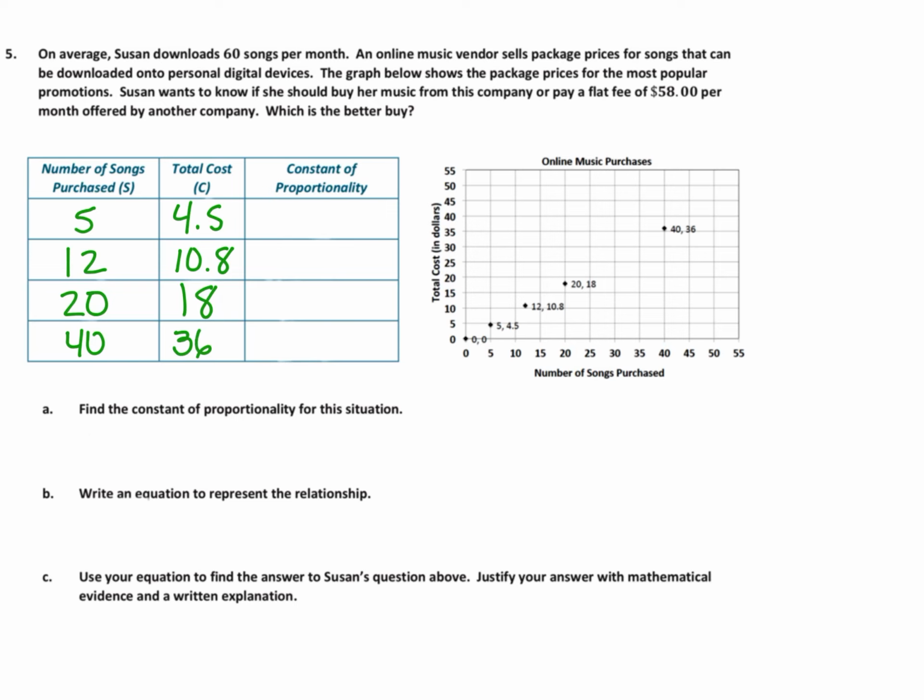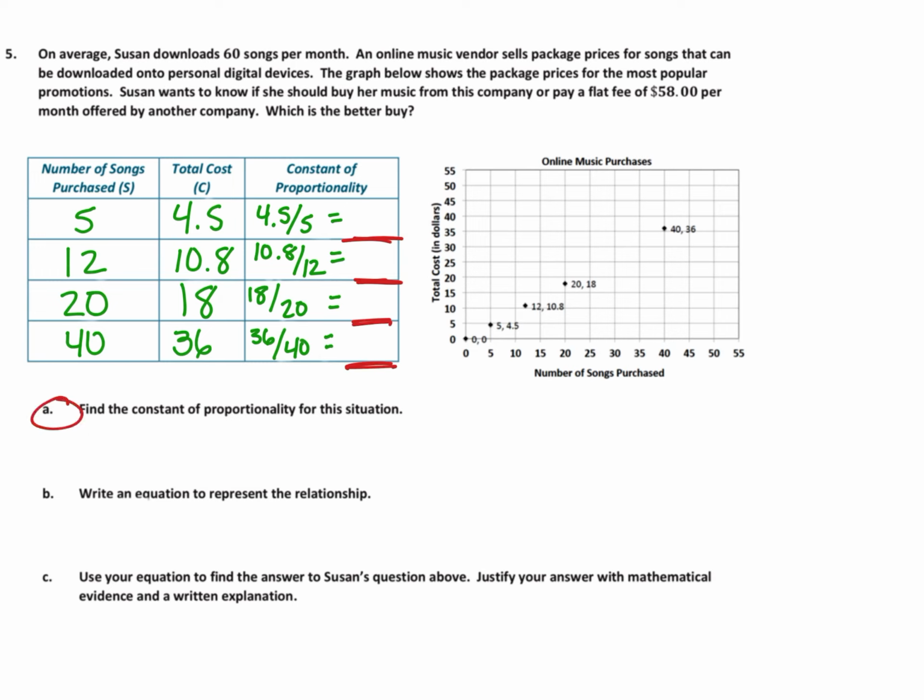To find the constant of proportionality, we're going to do the cost per song. So 4.5 divided by 5, 10.8 divided by 12, 18 divided by 20, and 36 divided by 40. Once you find that constant of proportionality, you're going to write it in Part A. So fill in these and answer Part A.